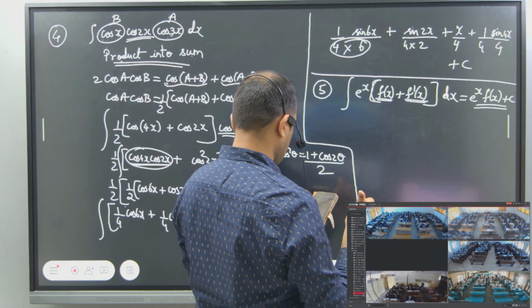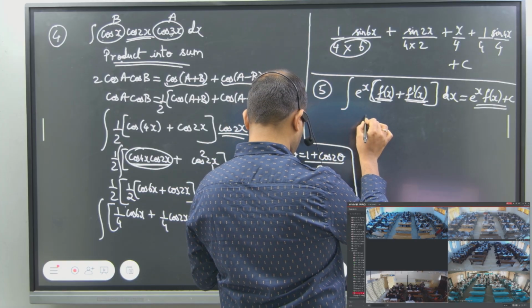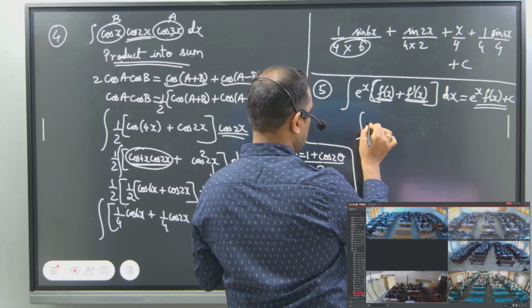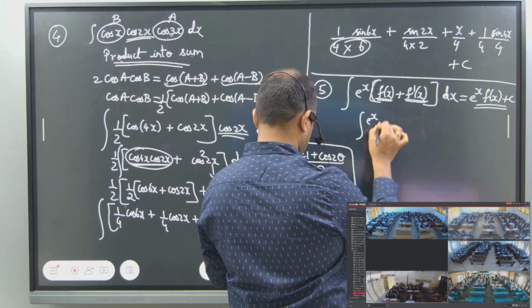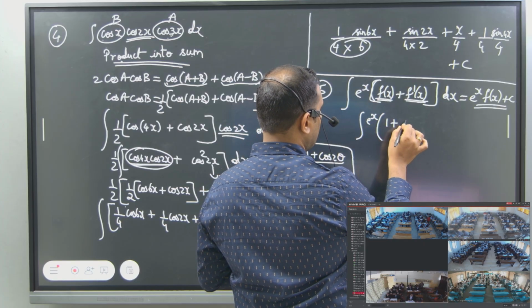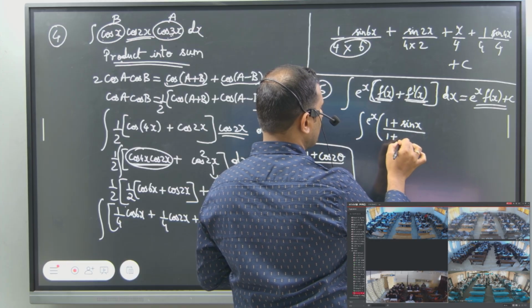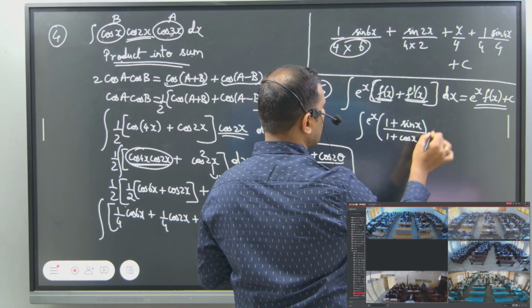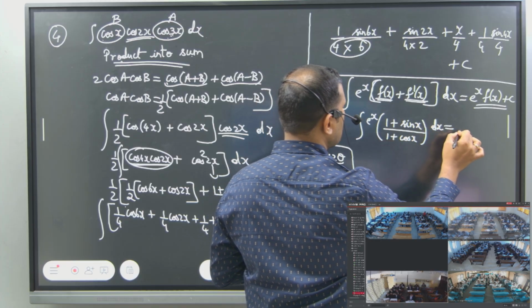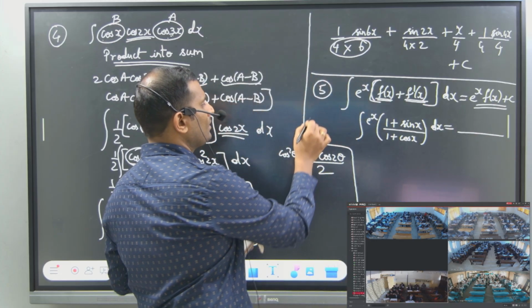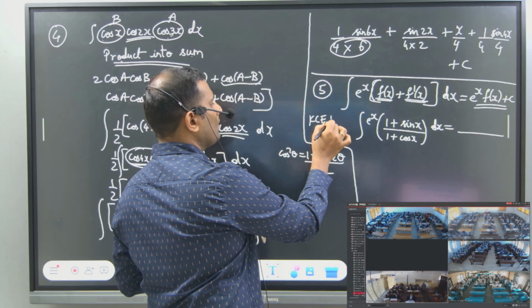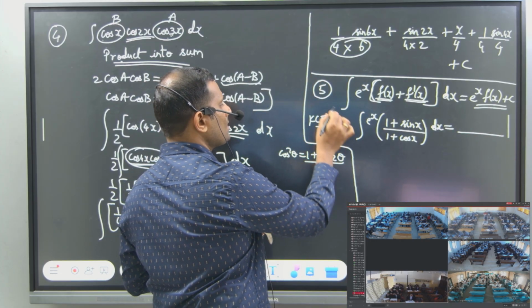Yes, this question appeared in 2021 CET. Integral of e power x into (1 plus sin x) by (1 plus cos x) dx equals dash. Okay, this is a KCET 2021 question.